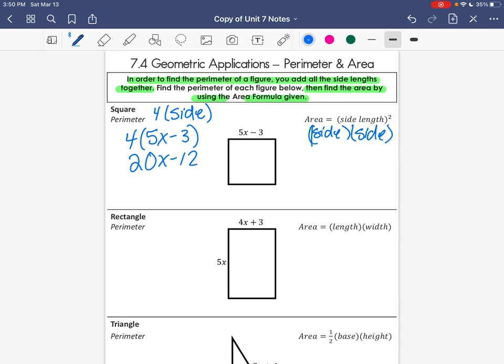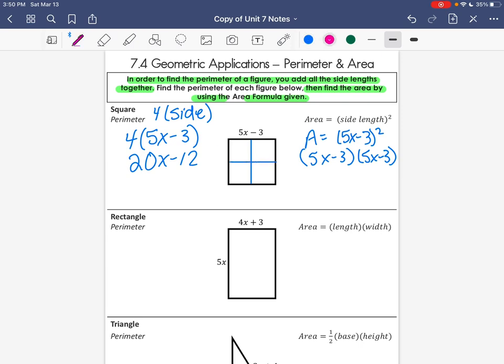All right, so let's look at this. If the area equals the side, 5x minus 3, squared, then remember from 7.3, it really is just 5x minus 3 times 5x minus 3. And so you have to do double distribution, or you can use the box method. How about we use the box method in our square? That would be fun, right?